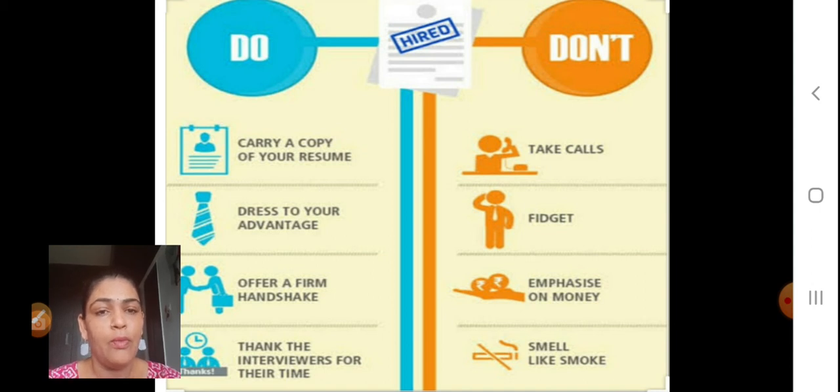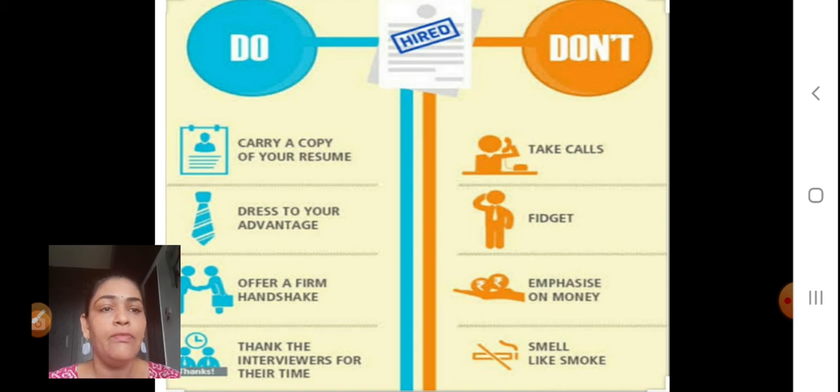First of all, when you are entering the interview room, please put your mobile on silent or on the airplane mode. Do not take any calls in the interview room. It is completely prohibited. It gives a real bad impression. Second is that you should not fidget with your clothes, with your fingers, with your hand, or with your feet. We should not do fidgeting at all because that gives a sign of nervousness.